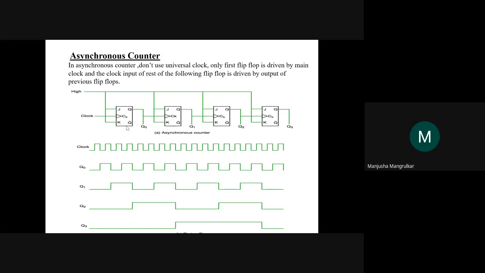Now the first flip-flop is driven by the clock, right? When the clock pulse comes, our first flip-flop gets activated, right? But the clock of the second flip-flop depends upon the output of the previous flip-flop, right? So this is your second flip-flop. This clock depends upon the output of this flip-flop, and this clock depends upon the output of this flip-flop, and this clock depends upon the output of this flip-flop, right?